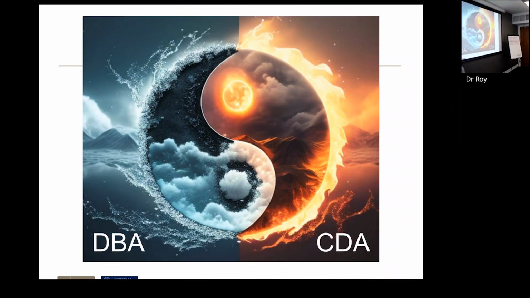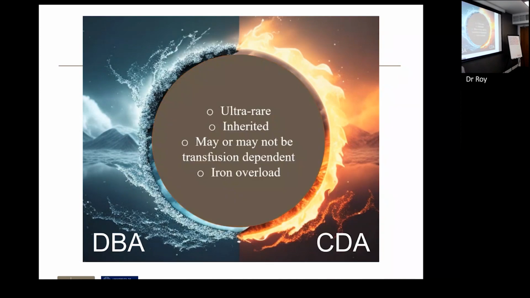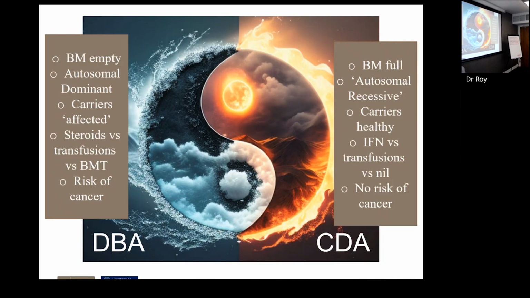I've chosen this image of CDA and DBA as a sort of yin yang, the hot and the cold, and I'll explain why. The first thing is that they are part of a whole: they're both ultra rare disorders, they're both inherited. They may or may not be transfusion dependent, and that's true for both of them, and they're both associated with iron overload. So in a way, they're very similar, and in another way, they're quite different.